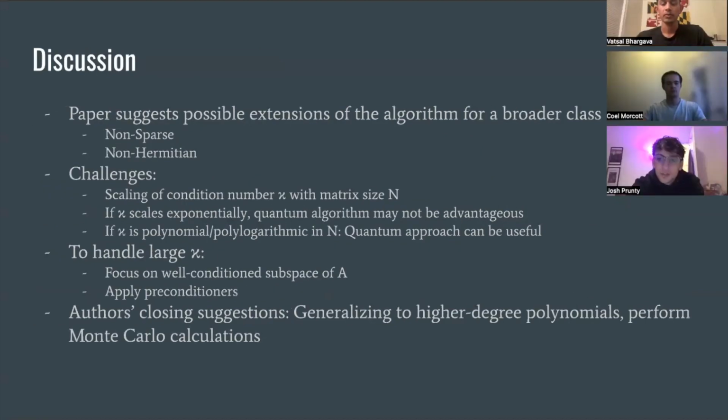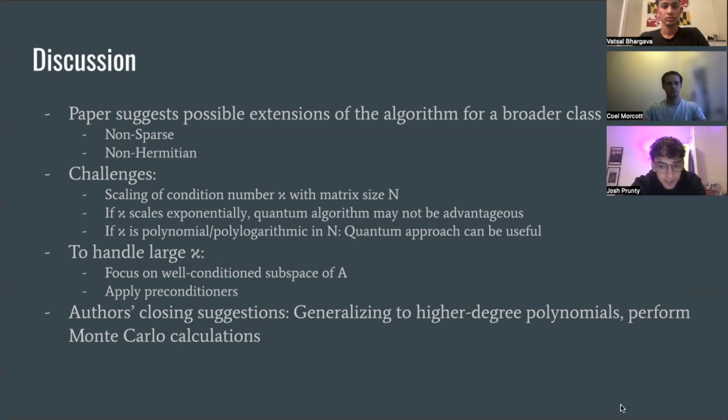All right, so we'll get into the closing discussion of the paper here. The authors suggest some possible extensions of the algorithm for a broader class of matrices, and that's going to include non-sparse matrices and non-Hermitian matrices. And then we discuss some challenges with the algorithm. In particular, one big issue is the scaling of kappa. If the condition number kappa scales exponentially with the matrix size, then the quantum algorithm might not offer an advantage here over classical algorithms. However, if kappa is polynomial or polylogarithmic, then the quantum approach can be more effective.